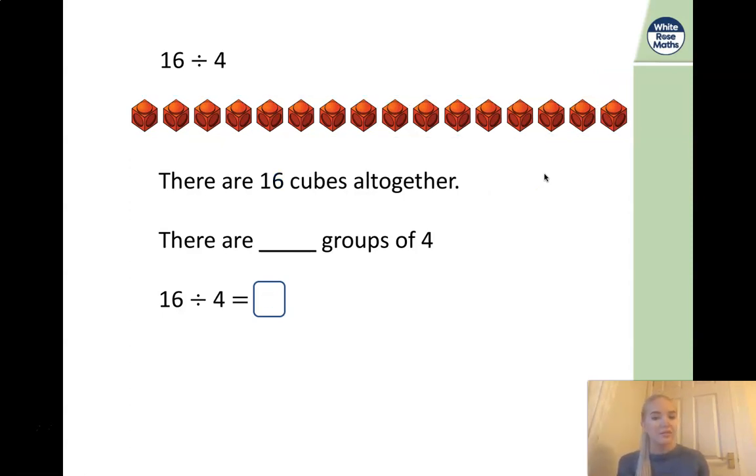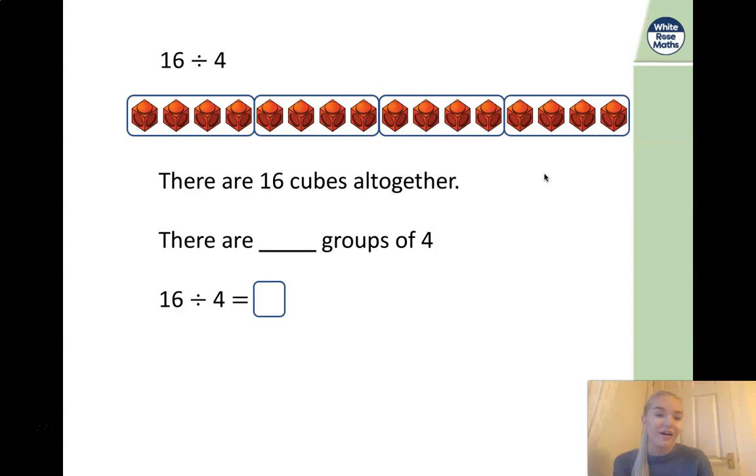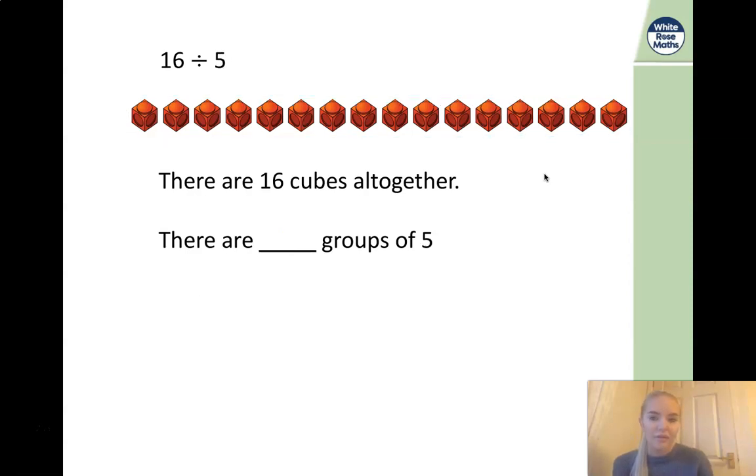Let's look at another example. This time we are dividing by 4. So, how many cubes do you think will have to be in one group? That's right, there should be 4 cubes in each group. So if we start by making one group of 4, we can continue this until all the cubes are used. So we can see here that again, there are 16 cubes altogether. But this time, how many groups of 4 have we made? Can you count them? Absolutely, there are 4 groups of 4. So 16 divided by 4 must be 4. Well done.